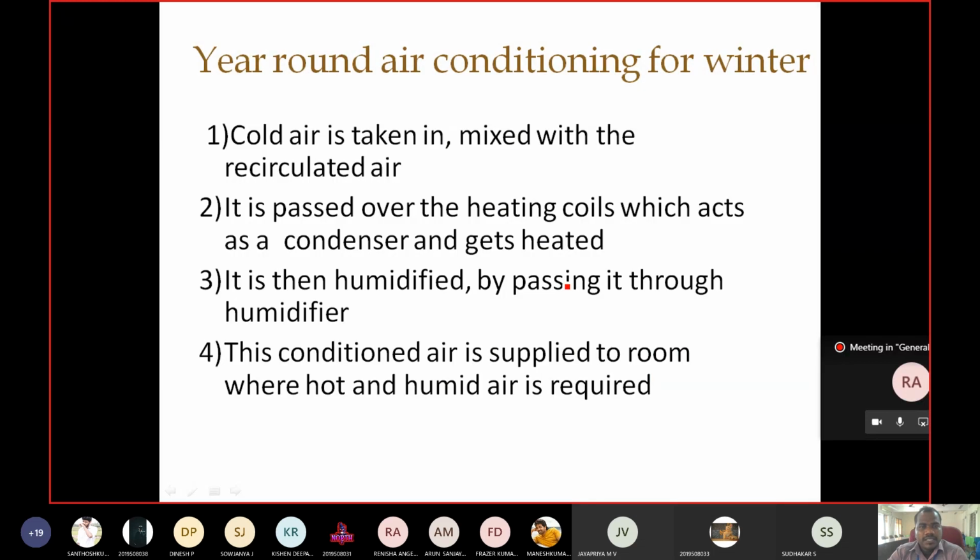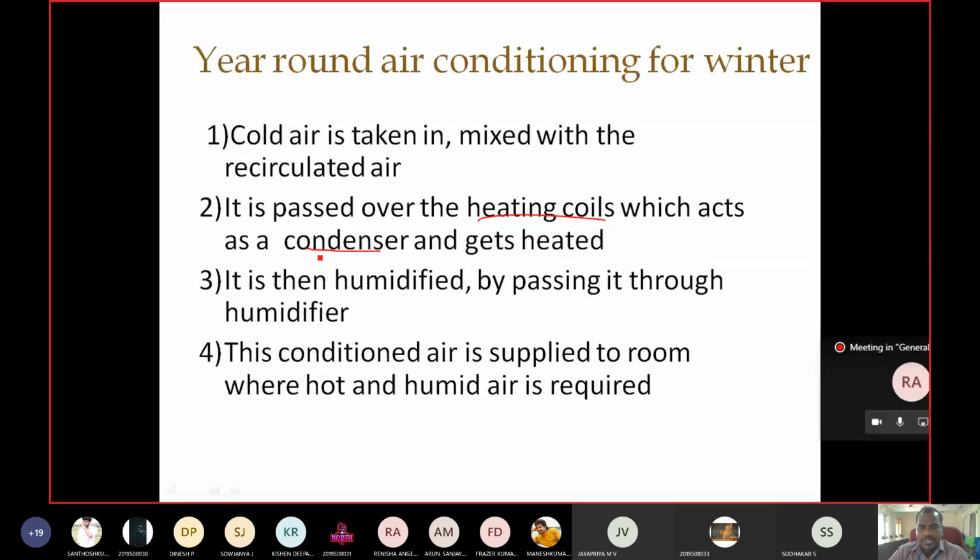So in year-round air conditioning for winter, the cold air is taken and mixed with the recirculated air. Then it is passed over the heating coils, which act as a condenser, and gets heated. So in winter, this is passed through the heating coils. That is the function of the condenser, and it gets heated. Then it is humidified by passing it through the humidifier.